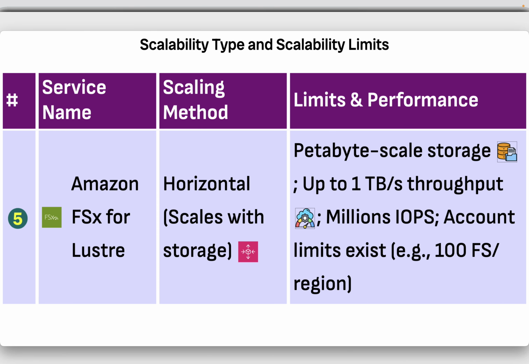Next, we have Amazon FSx for Lustre. Scaling is horizontal. Sorry, it does not scale automatically. It scales with the storage, like how much storage you have chosen. And limits: it's petabyte scale storage. It offers up to 1 terabyte per second throughput. IOPS is in the millions, and there are some account limits which exist. For example, there can be 100 file systems per AWS region.